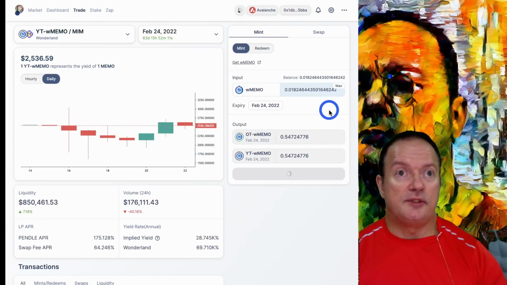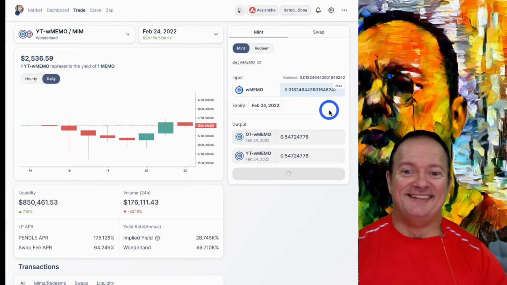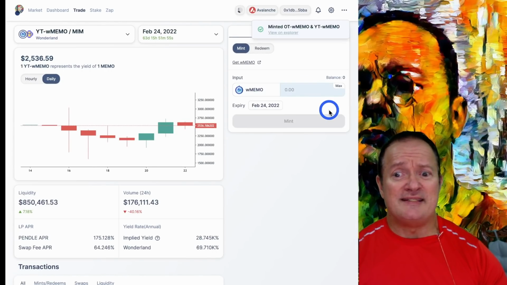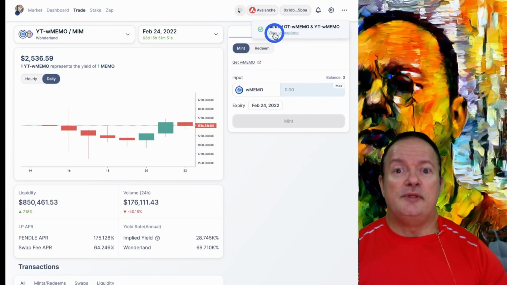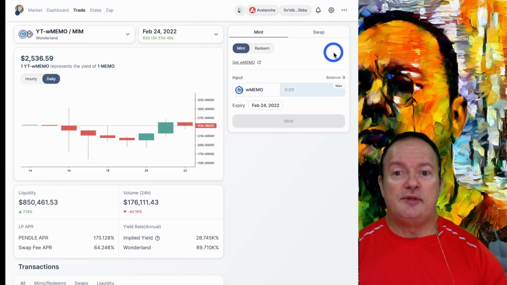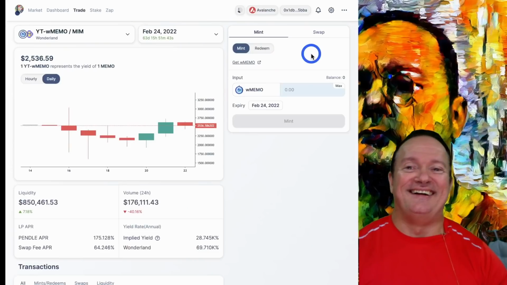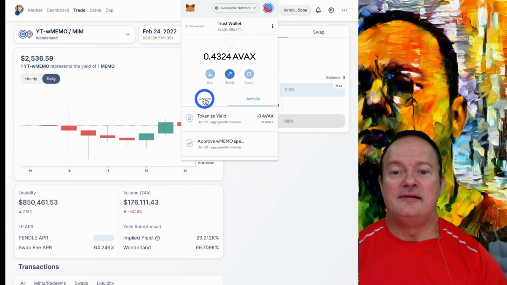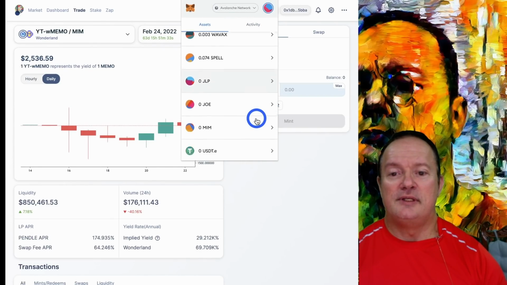And we're going to get these two lovely tokens. Hopefully we can increase our yield. That's the whole point of this process. We're so DEGEN today, it's amazing. Okay, so we minted OT-wMEMOs and YT-wMEMOs. Great. Is there a place we can see them? I don't think they're going to show here, are they? Come on, MetaMask.